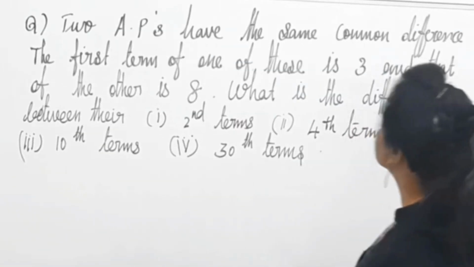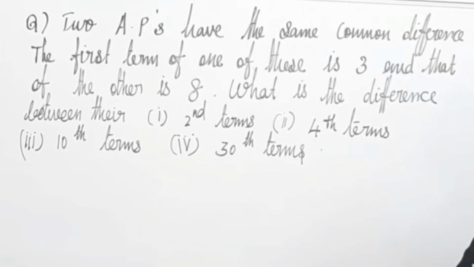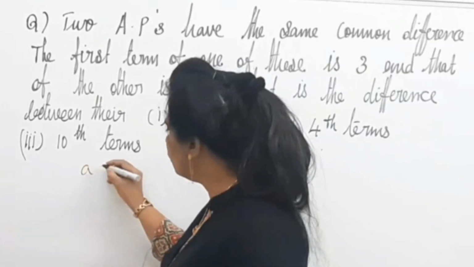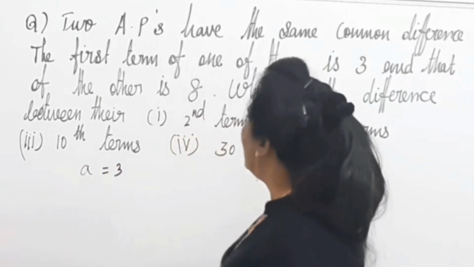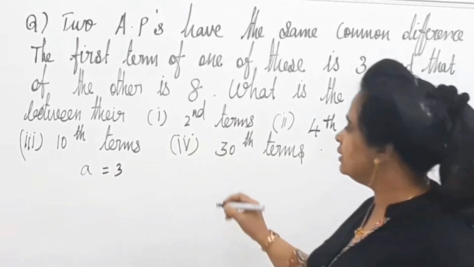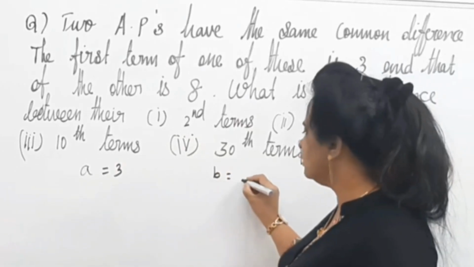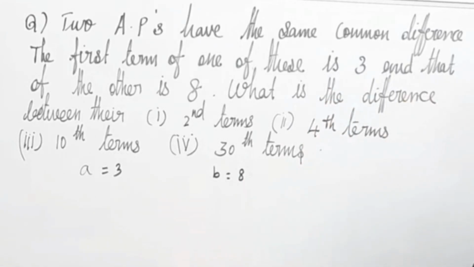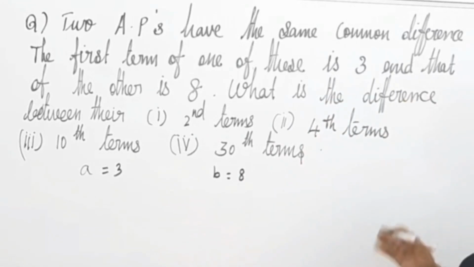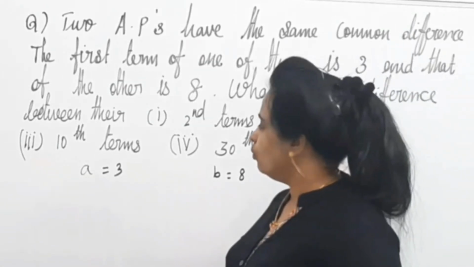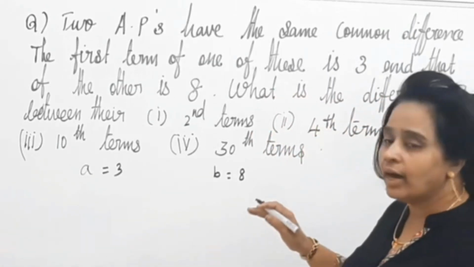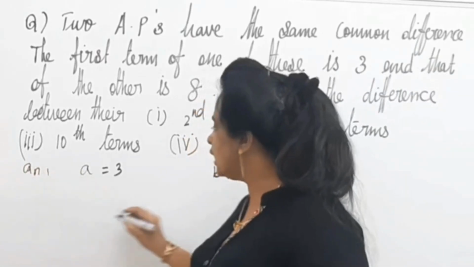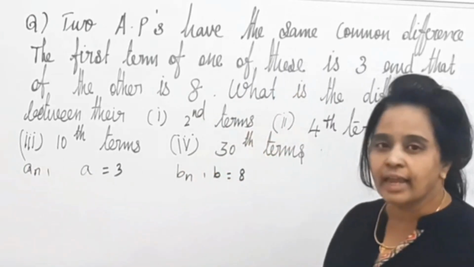Two APs have the same common difference. The first term of one of these is 3. So I would have a is equal to 3, the first one. And that of the other is 8. So I will write that as bn. So that is b is equal to 8. What is the difference between their second term, fourth term, 10th term, 30th term, whatsoever may be? Now, I want to have my difference between this an, so this term is an and this term is bn. I have to find an minus bn.